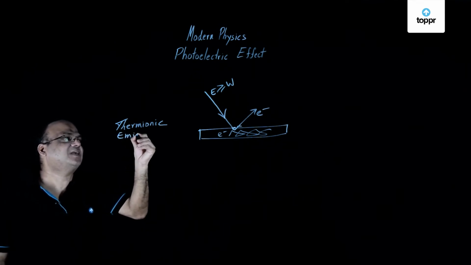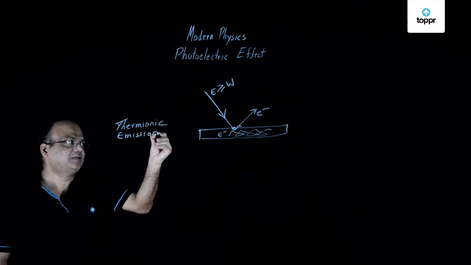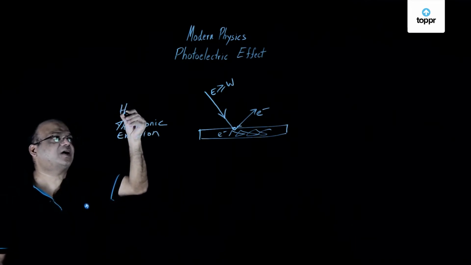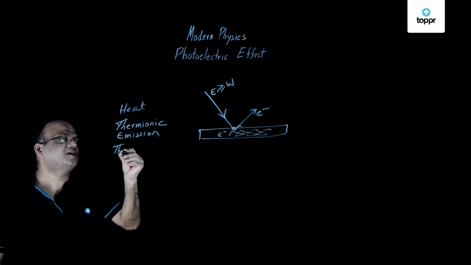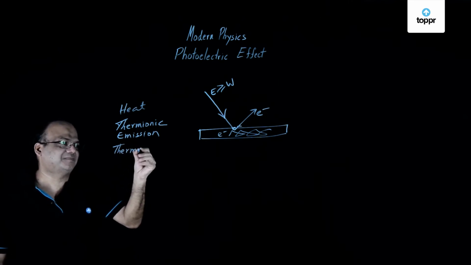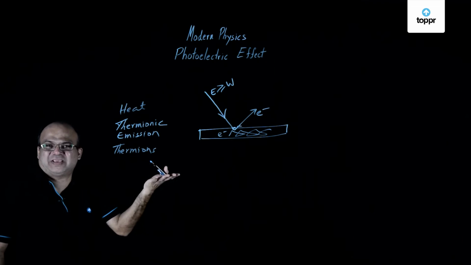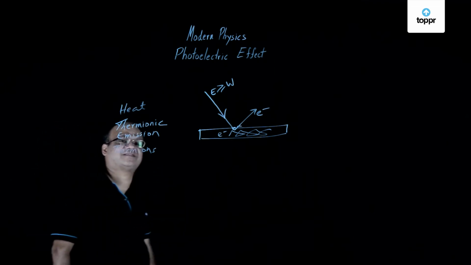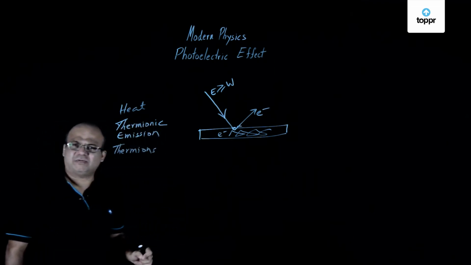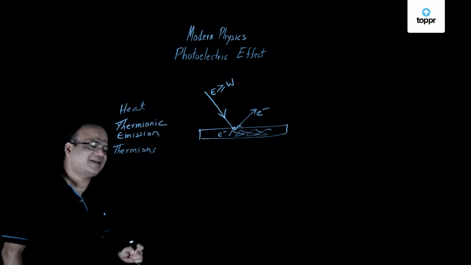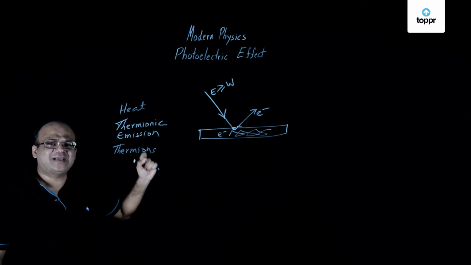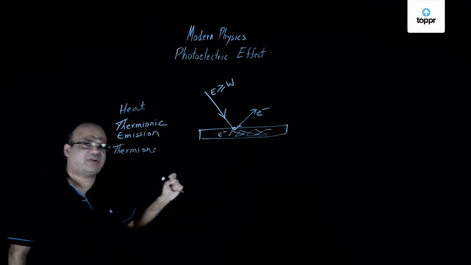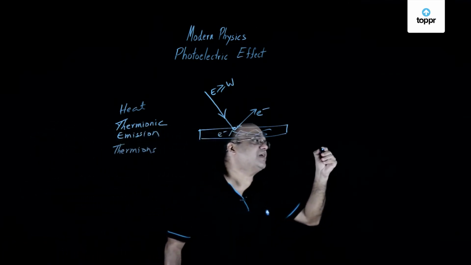Therm means heat. And the electrons coming out by this process are called thermions. They are electrons only, but they have been given a special name, thermions. Now, we can also make the electron come out by applying a strong electric field. That is called field emission.